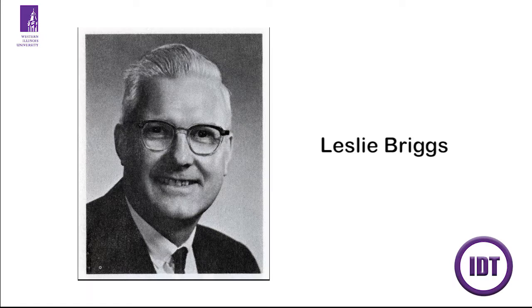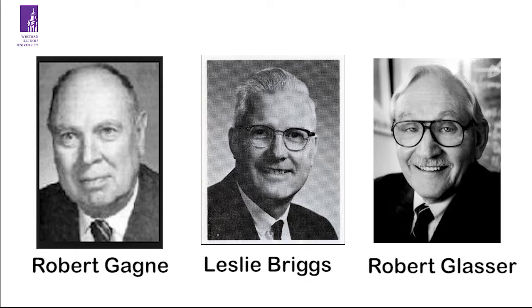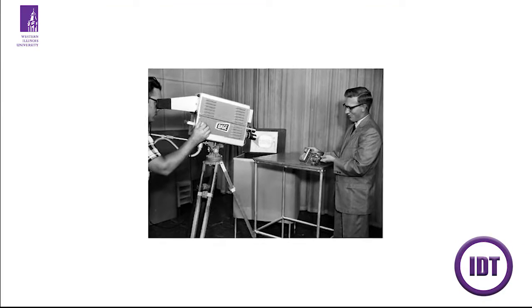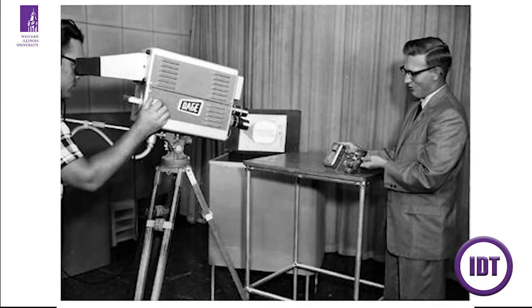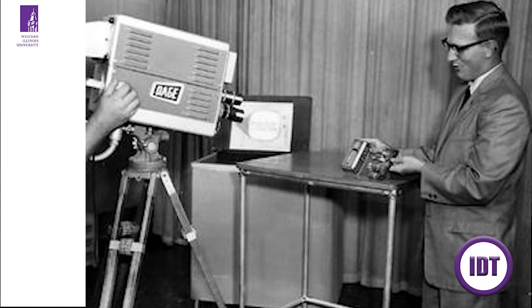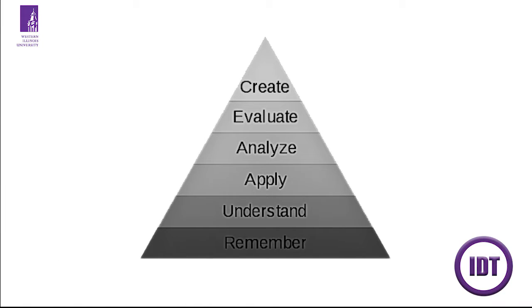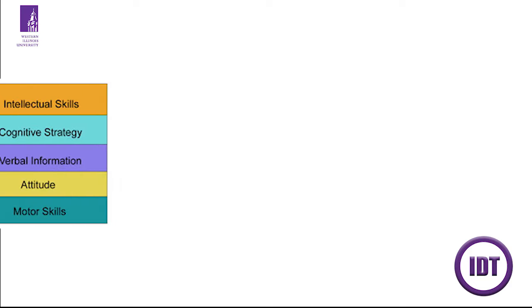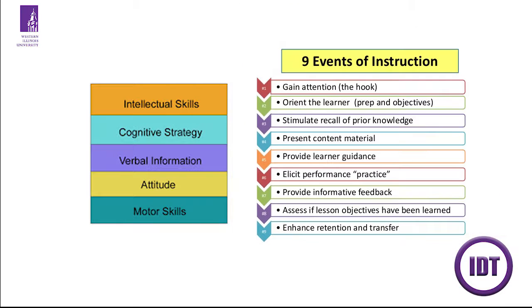Robert Gagne, Leslie Briggs, and Robert Glasser did groundbreaking work during this time on instructional principles, learning, and human behavior. At the same time, we see the emergence of the role of the instructional technologist and the formation of the basic instructional development team, which includes the designer, the subject matter expert, and the producer. The 1950s and 60s bring us Benjamin Bloom's taxonomy of educational objectives, as well as Gagne's 5 domains of learning and 9 events of instruction.